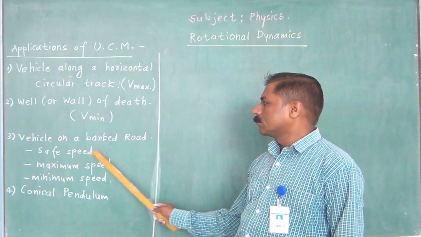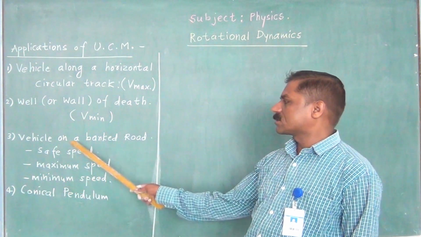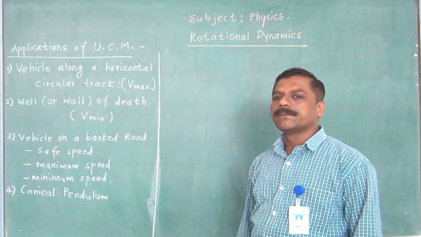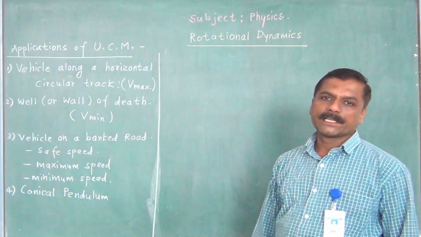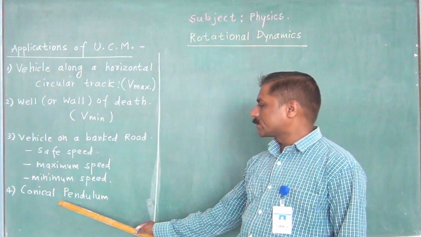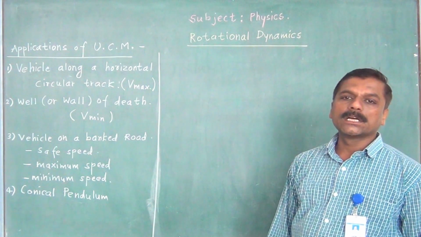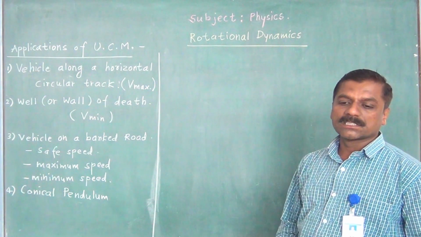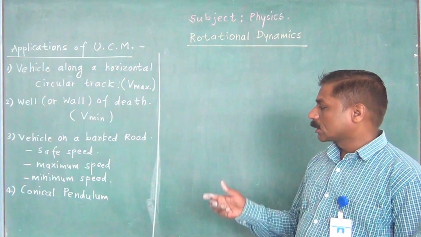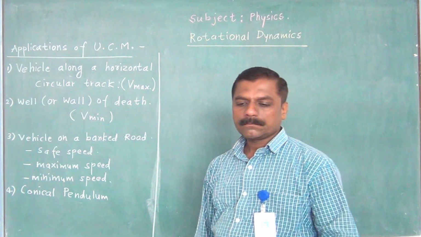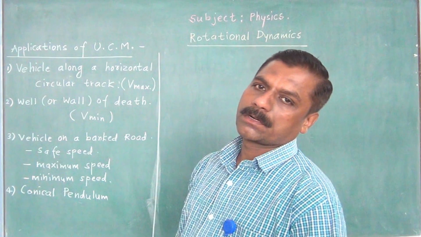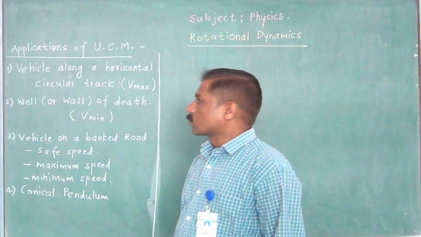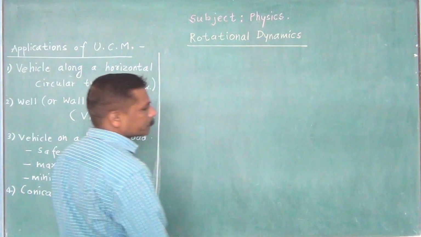In this case, we want to find out these different speeds: the safe speed of the vehicle, the maximum speed of the vehicle, and the minimum speed of the vehicle. And the fourth application is the conical pendulum. We know what is meant by the pendulum, what is the simple pendulum, what is the seconds pendulum, what is the conical pendulum, and we are interested to find out the period of the conical pendulum. Okay, so we will start one by one here.